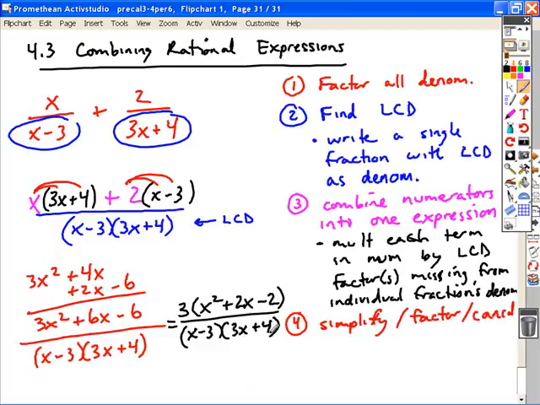Can you factor this trinomial any further? Are there two factors of negative 2 whose sum is positive 2? No. So this is as simplified as it gets, and that would be your solution.